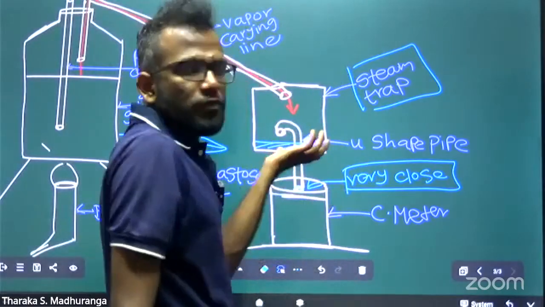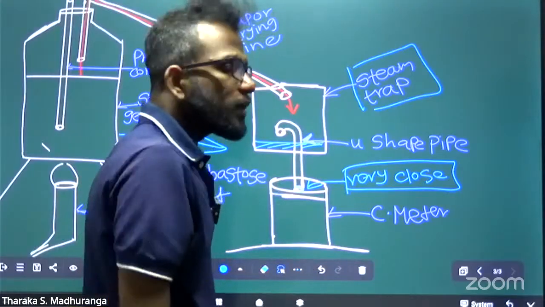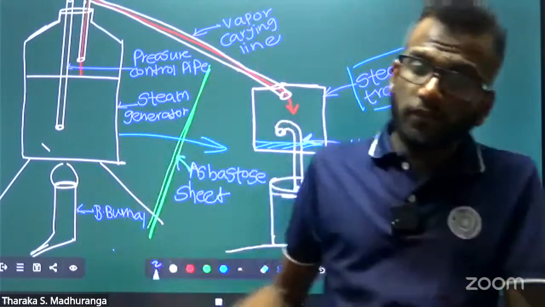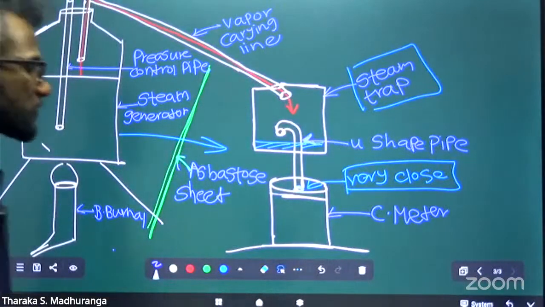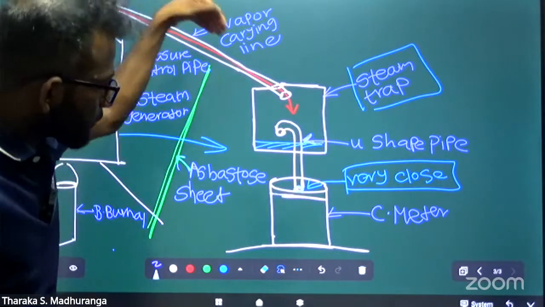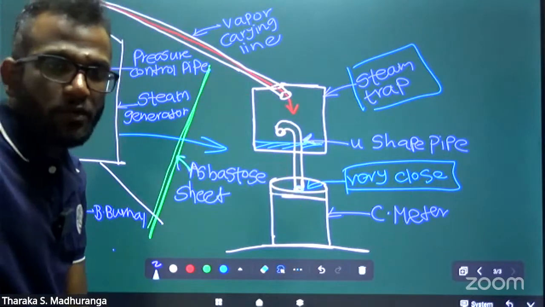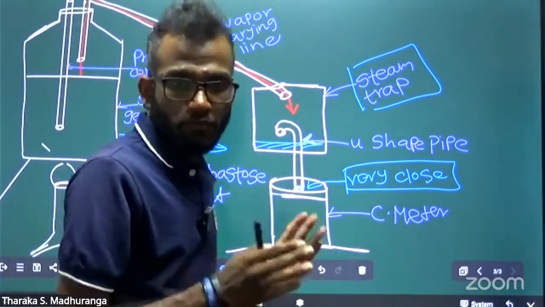Okay, now this is our experiment. What is the purpose of it? Why are we doing this? First of all, I just explained the steam generation and providing it to the calorimeter. Why do we provide it? To calculate the specific latent heat of vaporization.